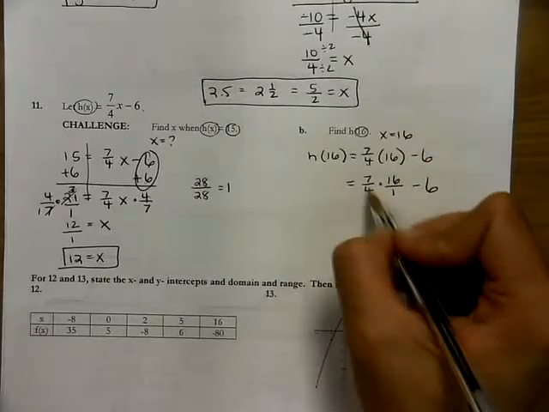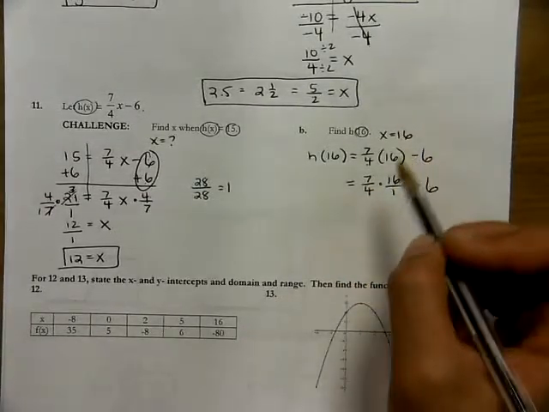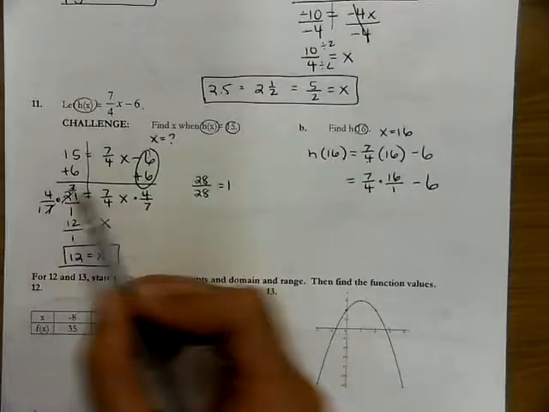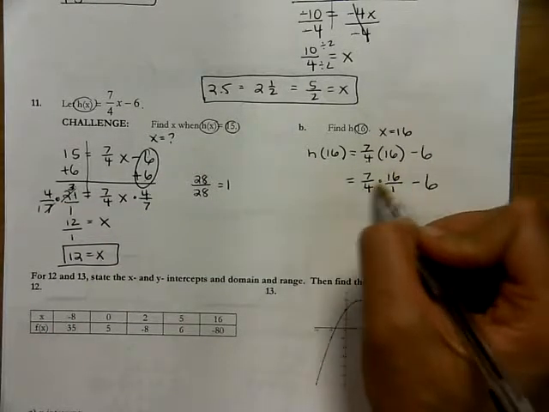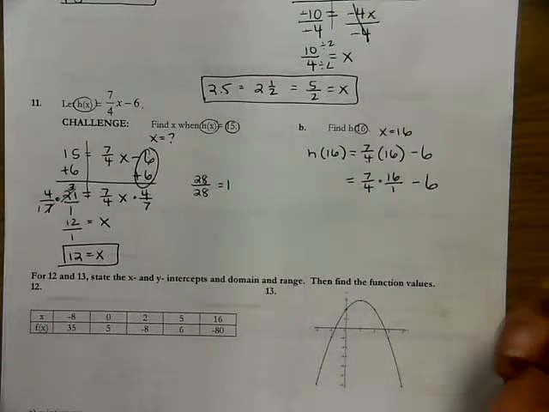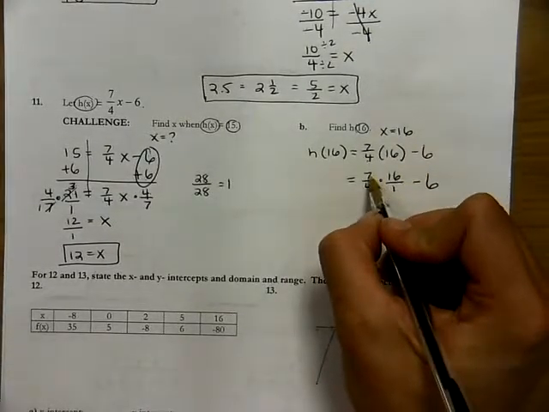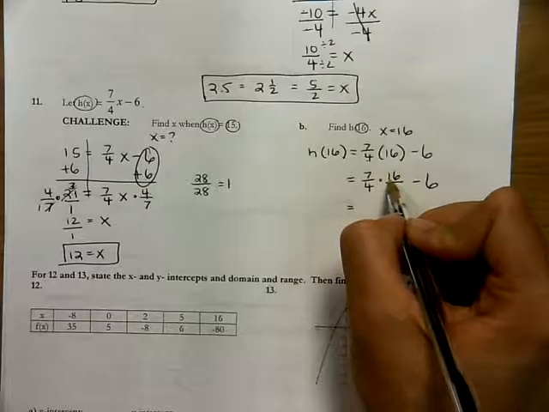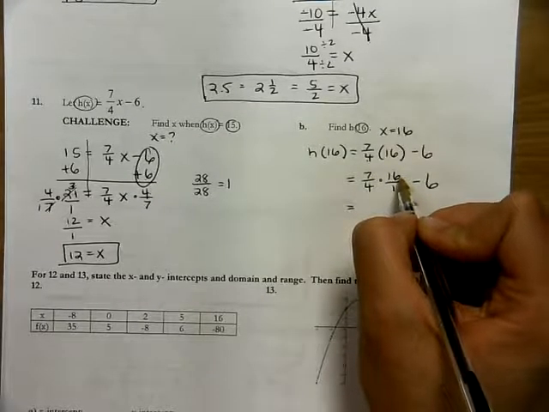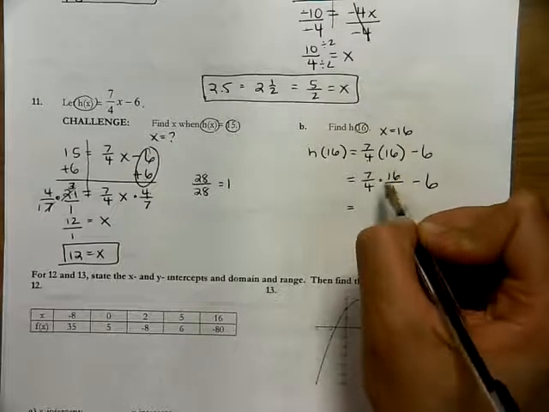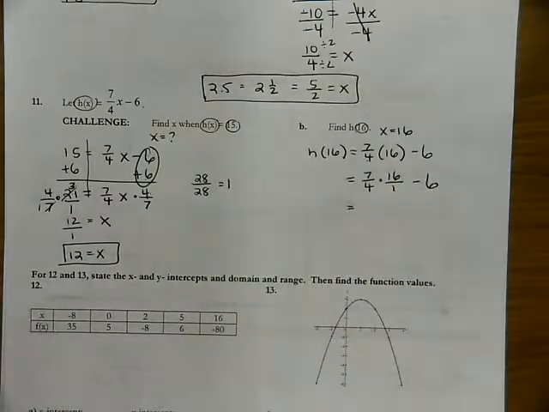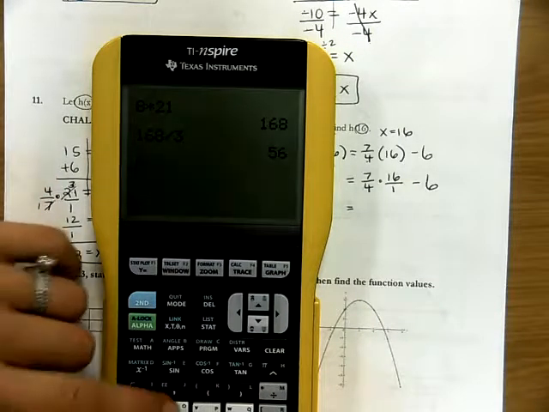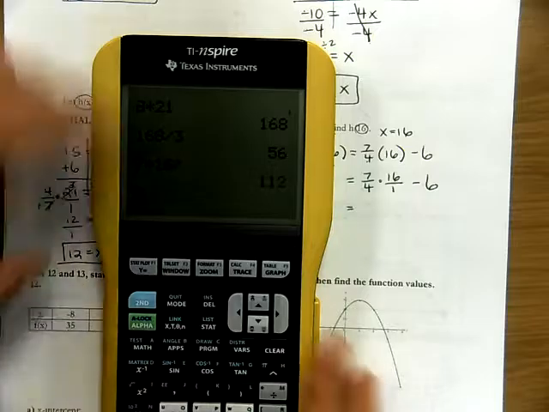So I need to deal with the multiplication first. Now I could simplify this first like I did over here. I could say 16 and 4 are both divisible by 4, but I'm going to do it a different way just to show you you'll get the same answer. So this time I want to multiply straight across. 7 times 16. Well, 7 times 10 is 70. 7 times 6 is 42. So 70 plus 42 is 112. Let's double check that math. 7 times 16, 112. There you go.